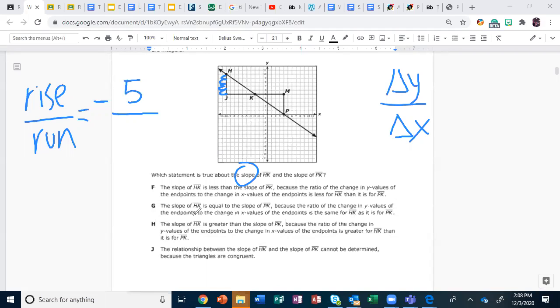Now let's count how much we run. 1, 2, 3, 4, 5, 6, and 7. So it's going to be negative 5 over 7 for the first triangle, correct? Now we're going to do the same thing for the second one.